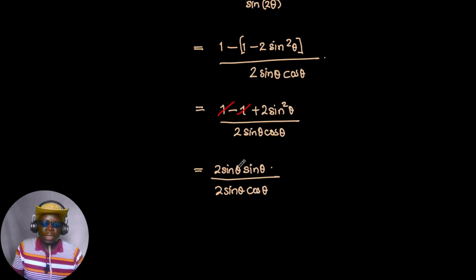Now, why I split this into 2 is that sometimes I cross these 2 with the 2 in the denominator, and somebody asked how do you cross 2 and yet what we have here is sine theta.